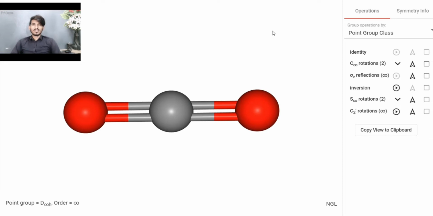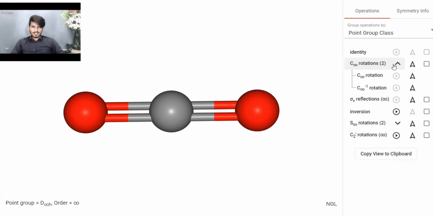Today's video is all about finding the symmetry elements in carbon dioxide and finally telling you the point group of carbon dioxide. Moving on to the first symmetry element, that is the principal axis of rotation. The principal axis of rotation that is present in carbon dioxide is C infinity.